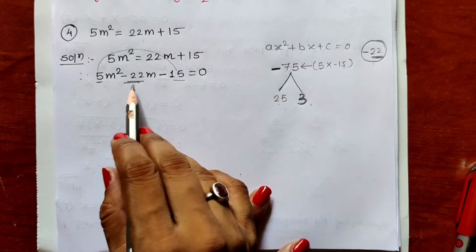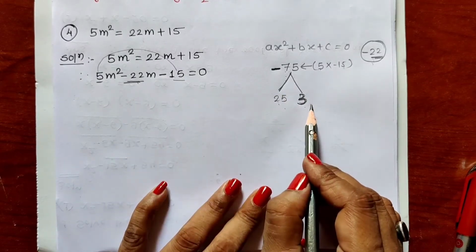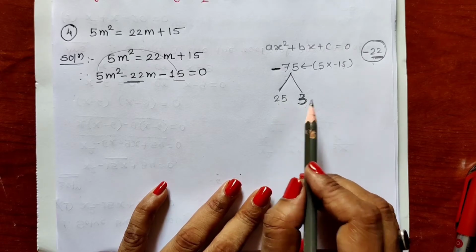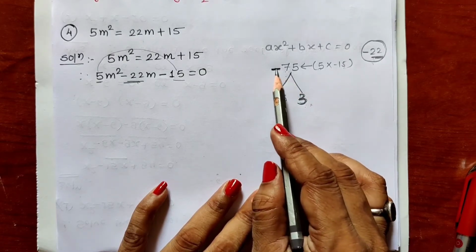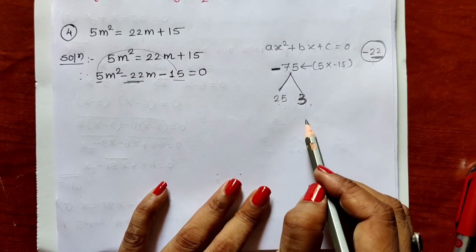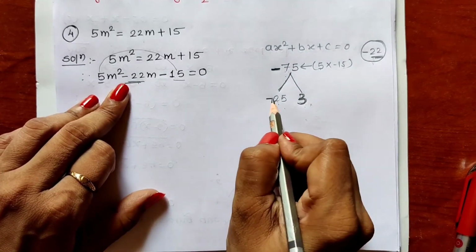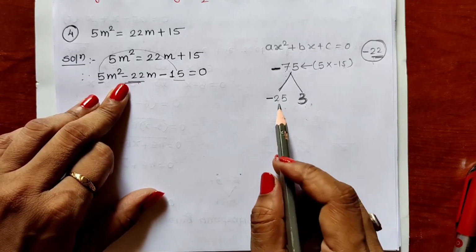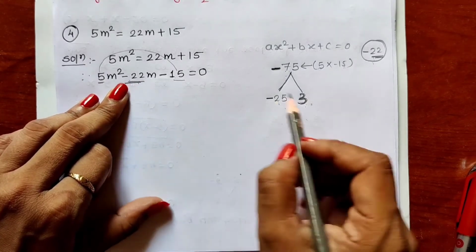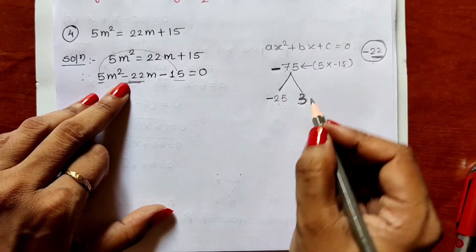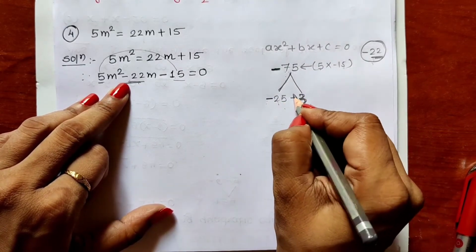Now we will split this middle term into these two terms. While splitting the middle term, check which sign should be given to which number. So whenever a minus sign is there, always check the signs carefully. The first sign should be given to the bigger factor. The bigger factor will have the first sign. So as 25 has the first sign, that is minus sign, 3 will have the plus sign.